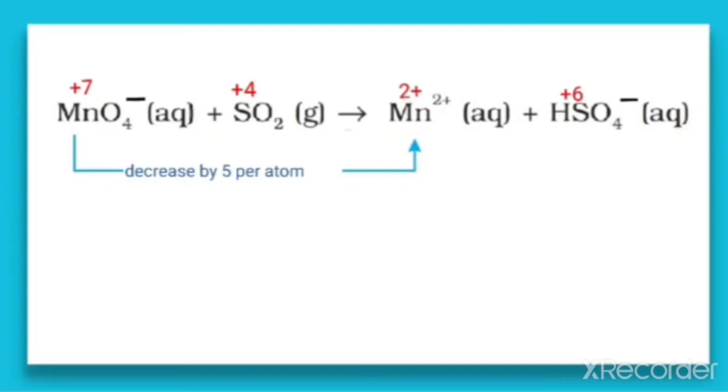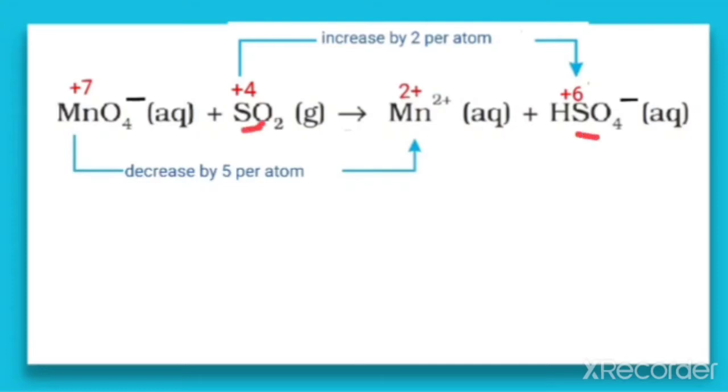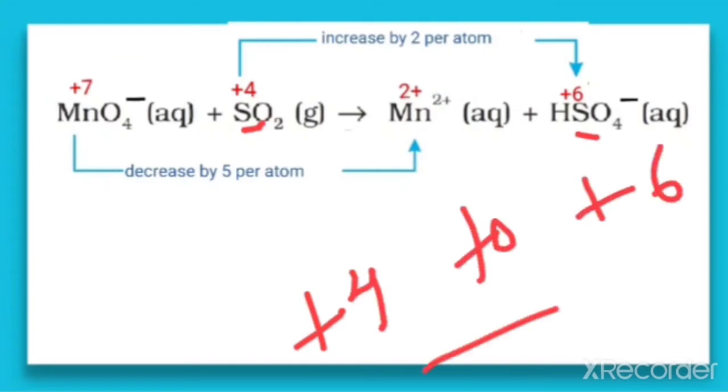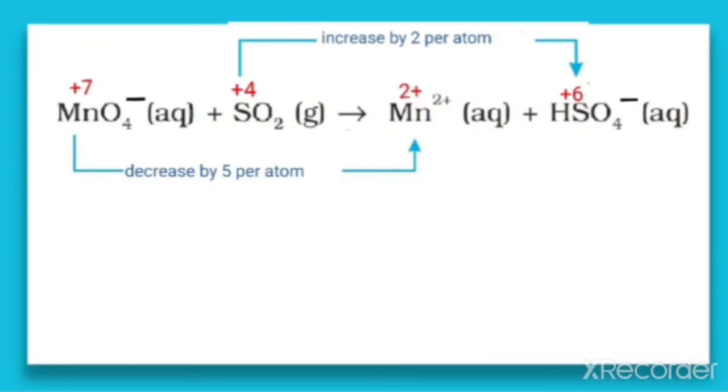Similarly we'll do it for the sulfur also. For sulfur, from the reactant to the product side, there is an increase in the oxidation number by 2 per atom. Here also there is a single sulfur and here there is a single sulfur. So for per atom there is an increase by 2, because the oxidation number is changing from plus 4 to plus 6. That means from here to here the oxidation number is increasing by 2. We have written here: increased by 2 per atom.